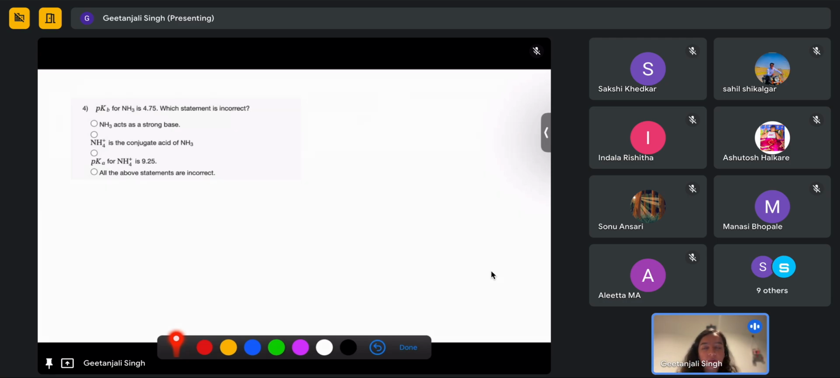Let's move on to the next question. pKb of NH3 is 4.75. Which of the following statements are incorrect? Just one of the statements is incorrect, but let's see. Option 1: NH3 acts as a strong base. Number 2: NH4+ is the conjugate acid of NH3. Third option: pKa of NH4+ is 9.25. Fourth option: all of the above statements are incorrect.